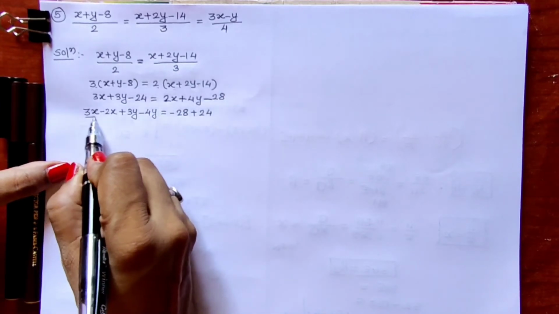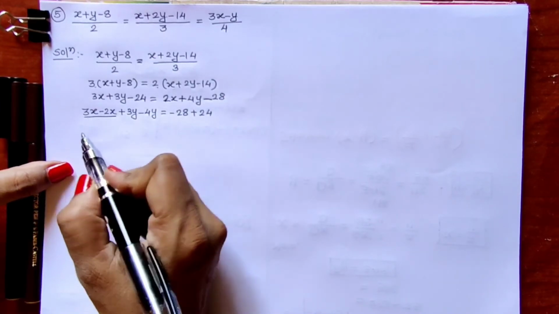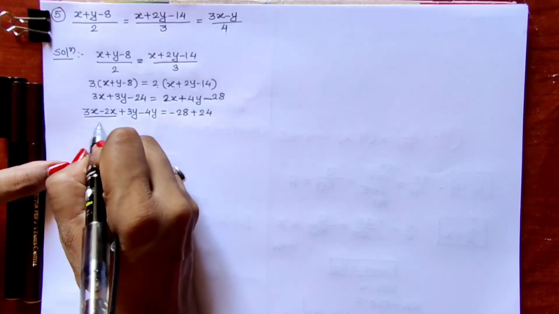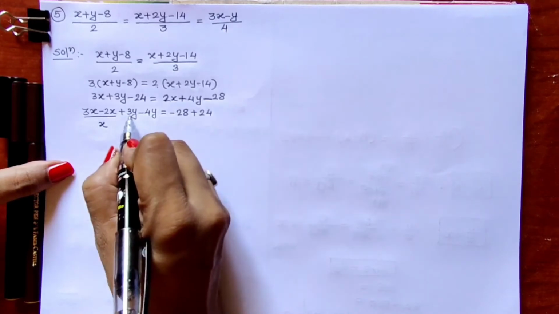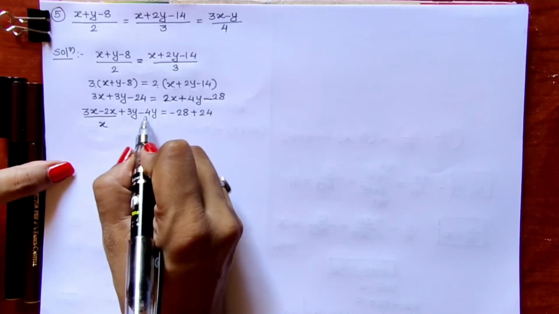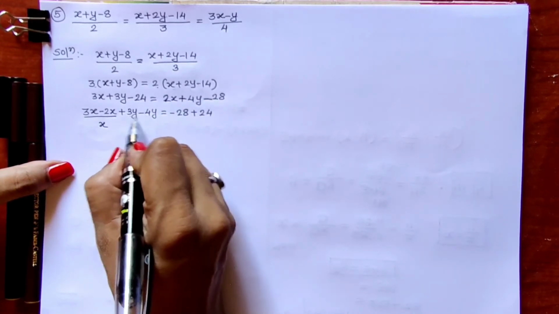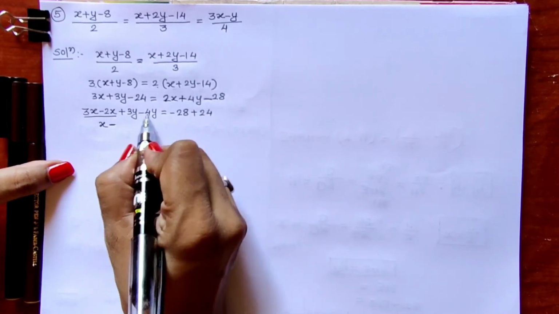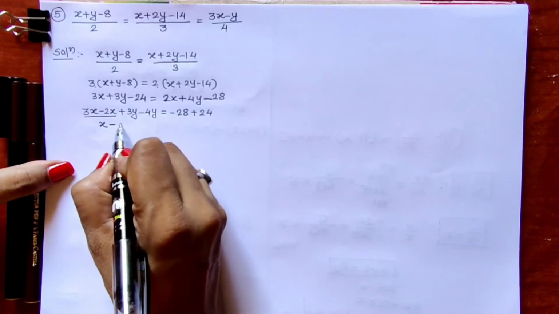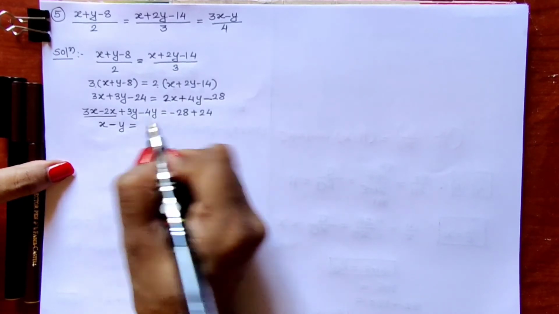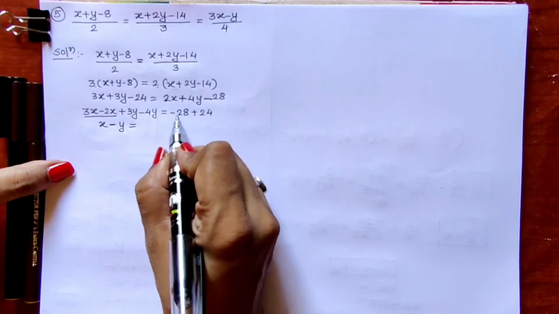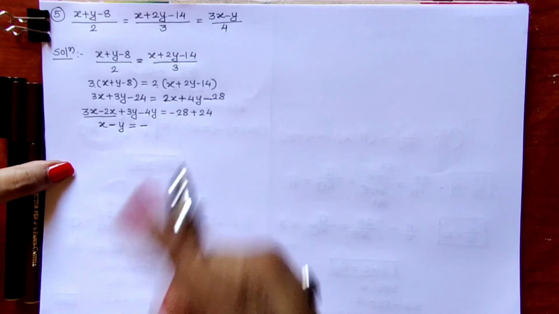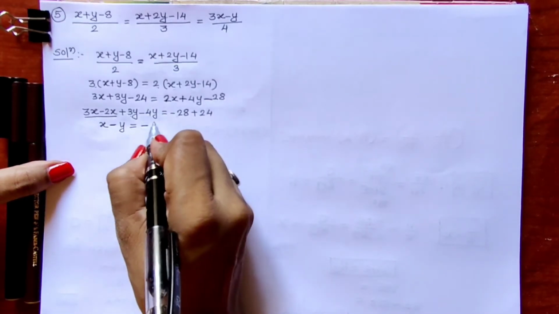Now let us see this 3x minus 2x. Both terms are the same variable terms, they can be subtracted. So 3x minus 2x means 1x, that means only x. Now plus 3y minus 4y, plus and minus will become minus, sign of the bigger number. Bigger number is 4, so we will have to put minus sign. 4 minus 3 will be 1, so minus 1y, is equal to minus 28 plus 24, plus and minus gives the sign of the bigger number. Bigger number is 28, so answer will have minus sign. 28 minus 24 will be 4.